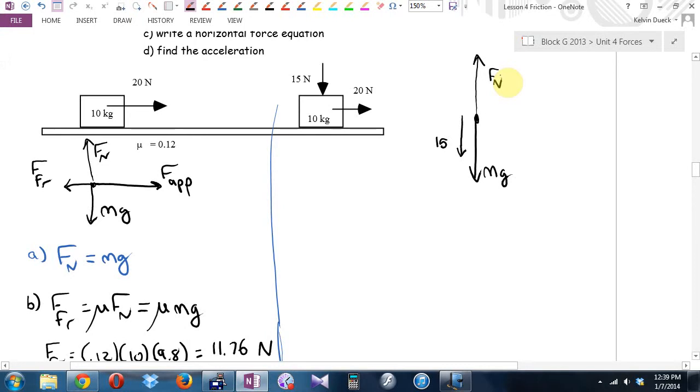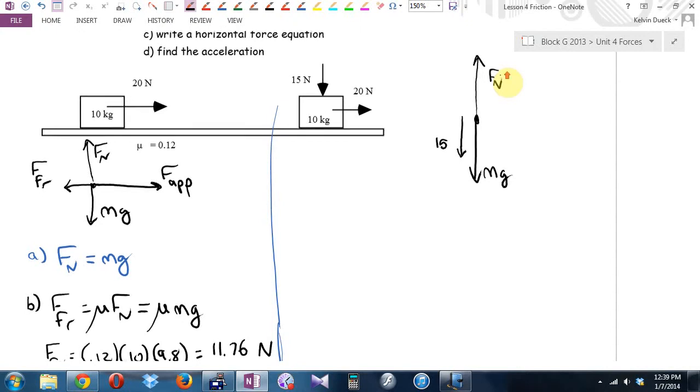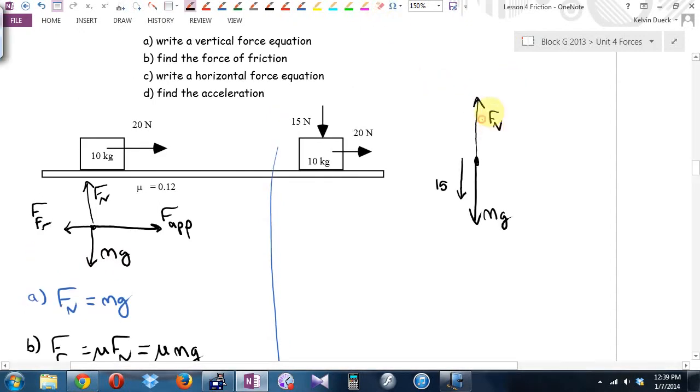Sorry? You're right, but I need fewer pronouns, more nouns. The normal can't be the same size as mg, because if that was the case, I'd still have an unbalanced 15. It would have to be sinking into the ground like quicksand. You know what? In this case, on your free body diagram, I would be looking for a normal force that was clearly bigger than mg, and I would exaggerate it.